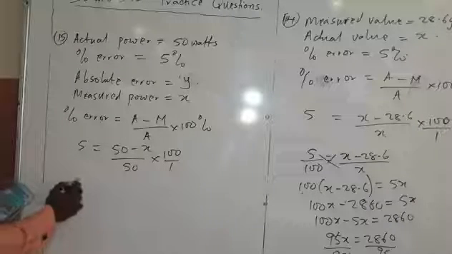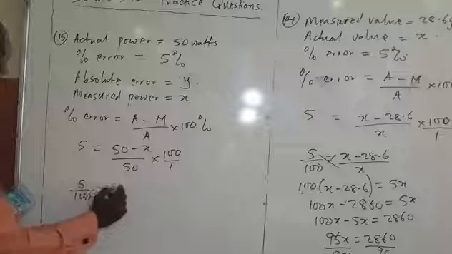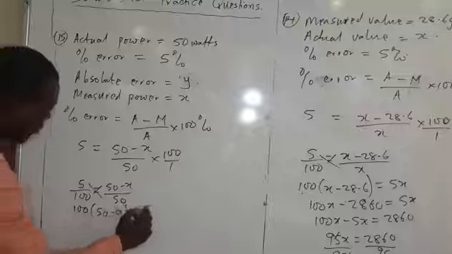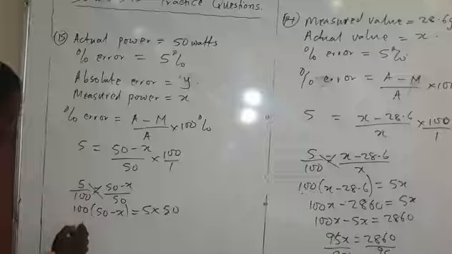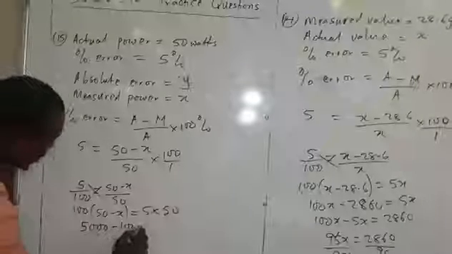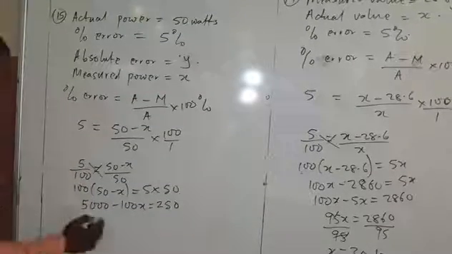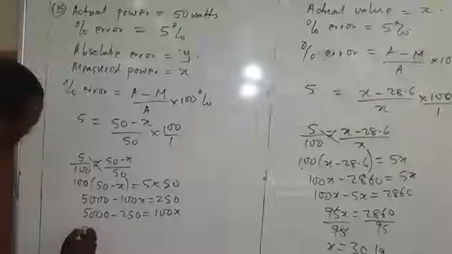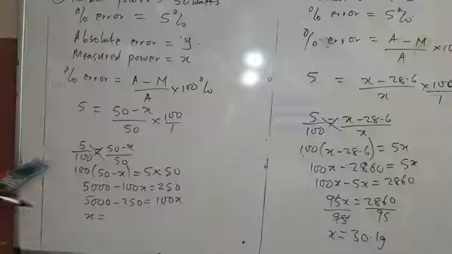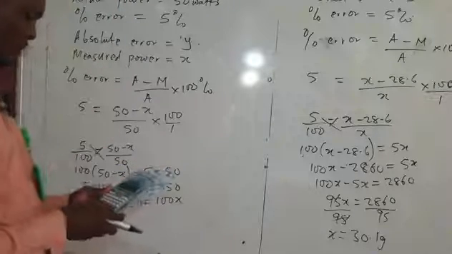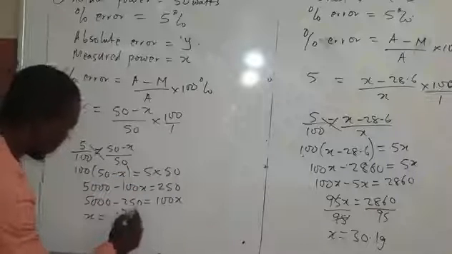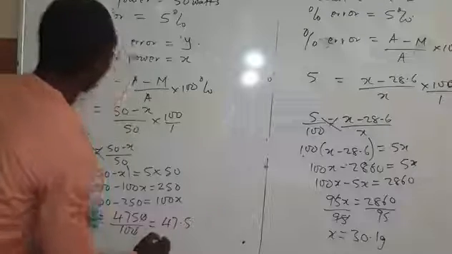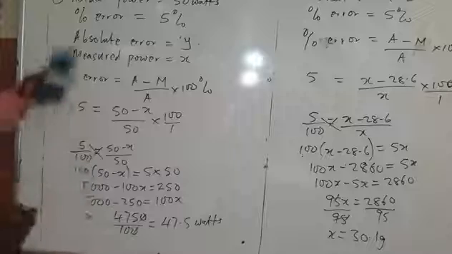If we divide both sides by 100, we have 5 over 100 equals 50 minus x over 50. If we cross multiply, we have 100 into 50 minus x equals 5 times 50. So we have 5,000 minus 100x equals 250. Then we collect like terms: 5,000 minus 250 equals 100x. So x equals 4,750 divided by 100, that is 47.5 watts.